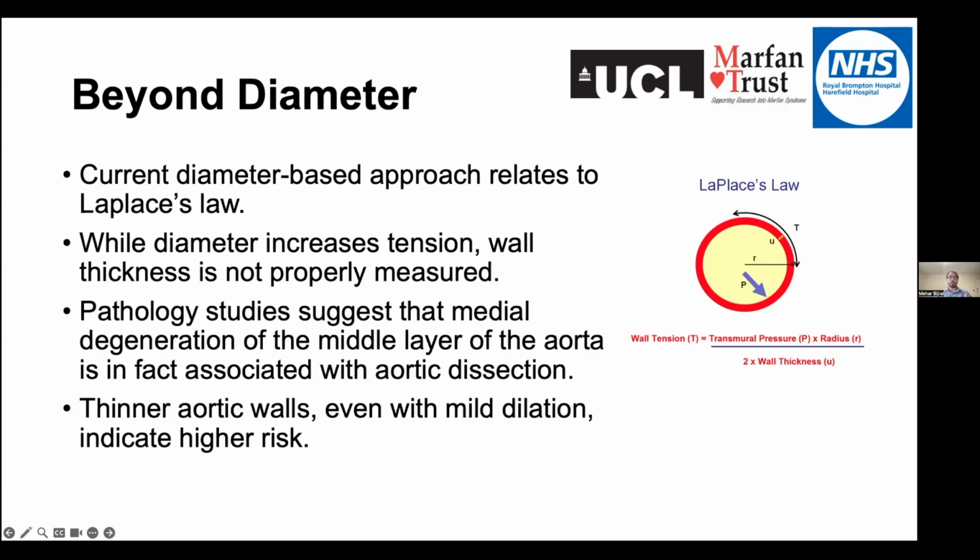And in fact, research does show that even if there is not significant dilation, but the aortic wall is thinner, in studies that have looked at samples of aortic walls that have dissected, these studies do show that thinner aortic walls indicate a higher risk of dissection.